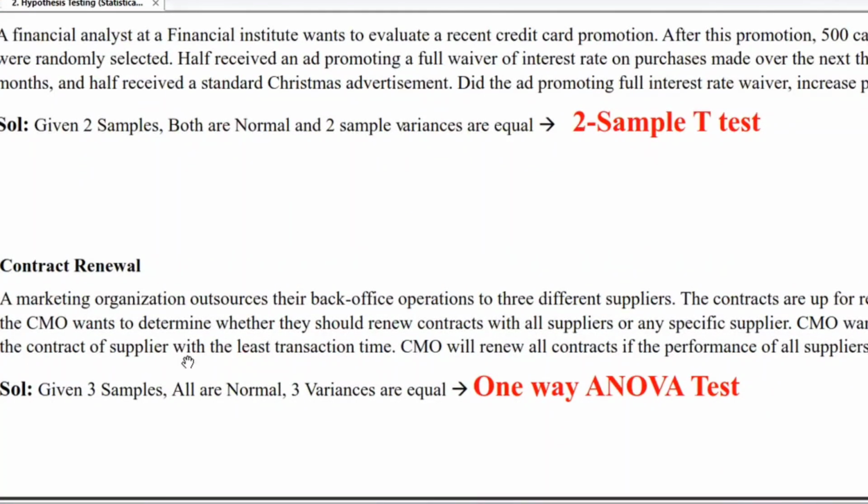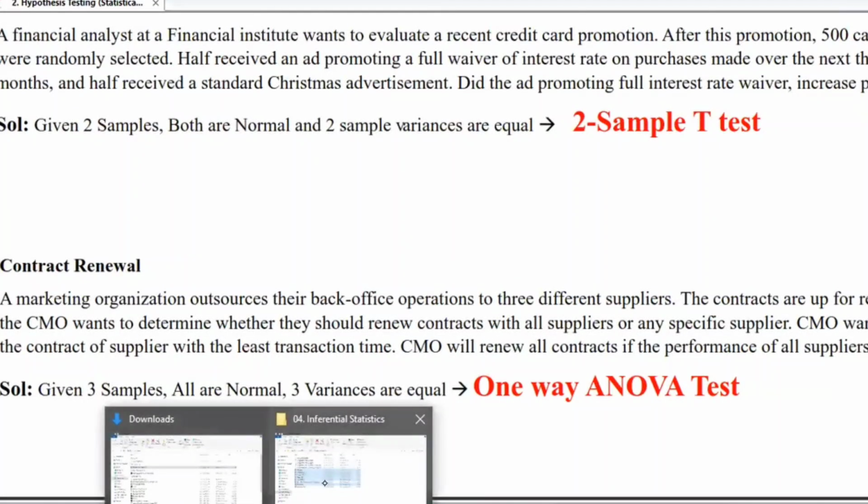The CMO wants to renew the contract of the supplier with the least transaction time. Whoever has the least transaction time, for them he is going to renew the contract. If, for example, everyone is performing the same, that is, all three have the same mean, every contract will be renewed. If the three are not equal, then whichever has the lowest mean, that particular supplier will get the contract renewed.